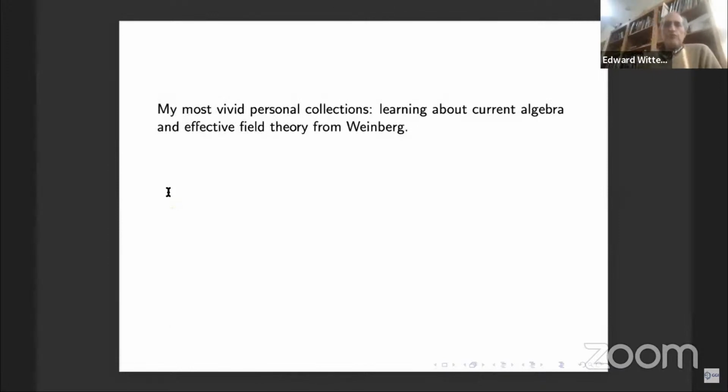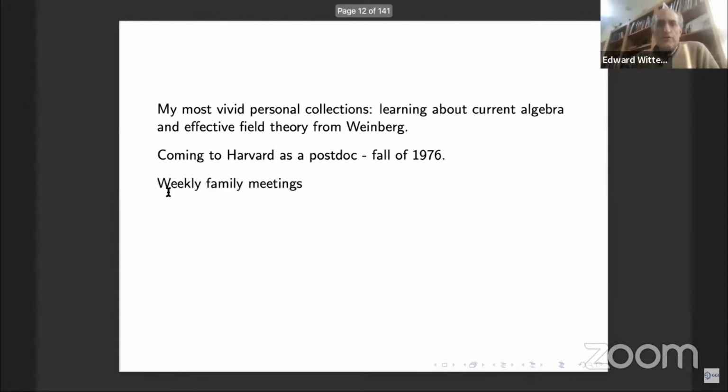My own most vivid personal recollections of Weinberg have to do with learning about current algebra and effective field theory from Weinberg. I came to Harvard as a postdoc in the fall of 1976. Weinberg had called me up to make the offer. I accepted on the phone, which seemed to surprise him slightly.